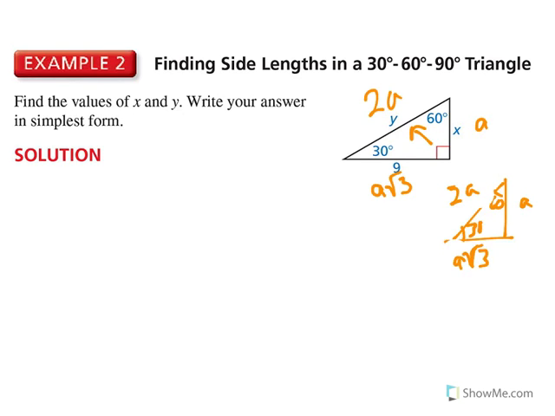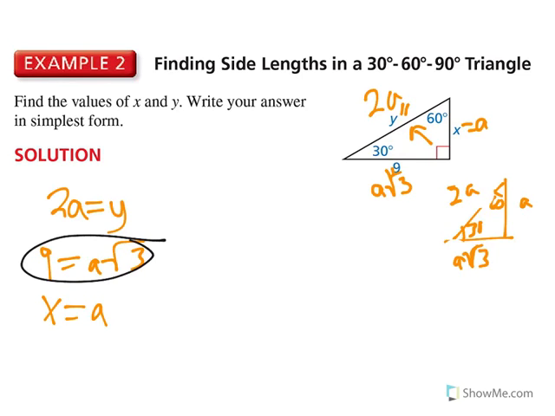Like I said, originally it was X on all those, but I just changed it to whatever letter I wanted. And so I'm going to set these all equal to whatever value I wrote out there. So I have 2A is equal to Y. I have 9 is equal to A square root of 3. And I have X is equal to A. So I'm going to start with the one that doesn't have multiple variables, this one in the middle. To get A by itself, I need to divide by the square root of 3.